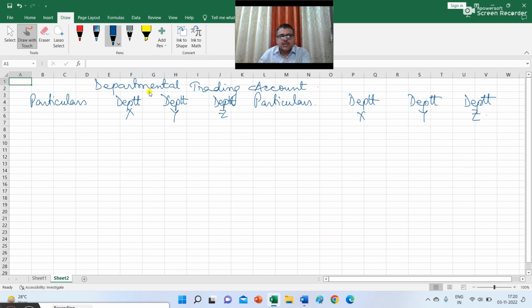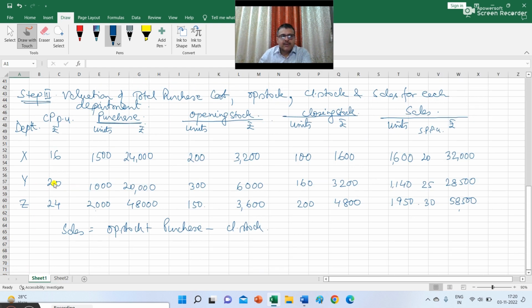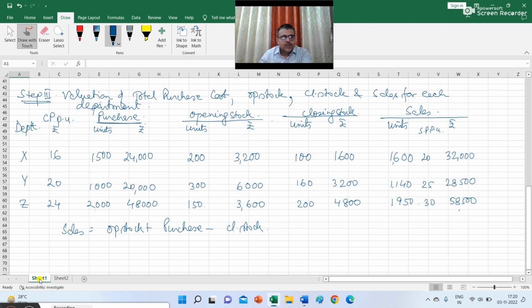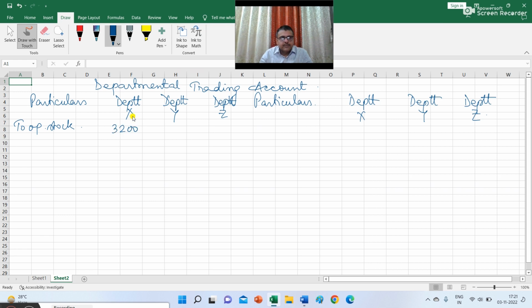So I have prepared the structure of the departmental trading account. We will take up the figures that we have computed in step 3 and put them in this trading account. First of all, we will write the value of opening stock. The value of opening stock of department X is 3,200, 6,000 is the value of opening stock of department Y, and 3,600 is the value of opening stock of department Z. So I can write here 3,200. All the figures are in rupees.